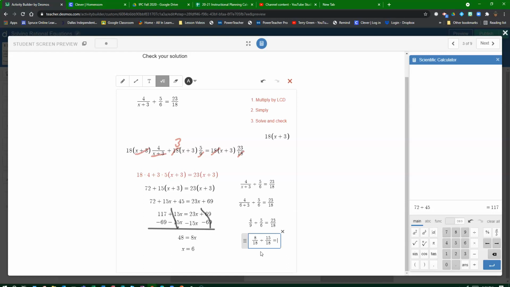The question is, is 8 over 18 plus 15 over 18 equal to 23 over 18? Since 8 plus 15 equals 23 over 18, everything checks out, because 23 over 18 is equal to 23 over 18. So we've done a solve and a check, and that completes our example. What is our solution again? x is equal to 6. I always like to make my solutions big and green.